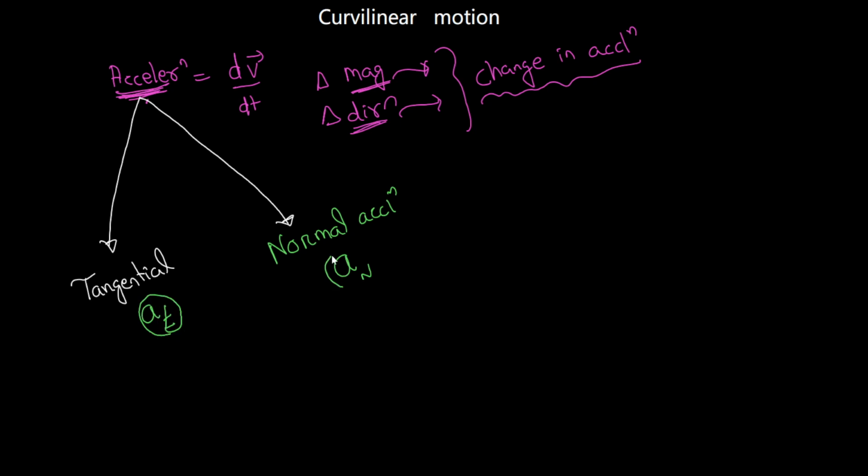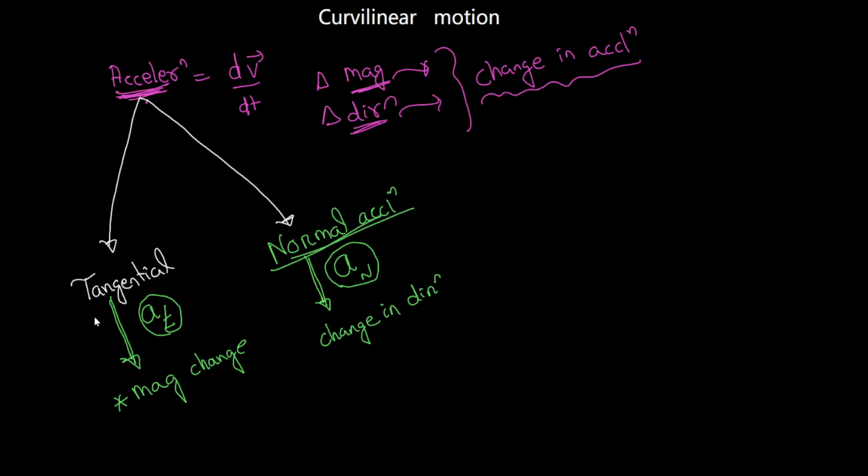There are two types of acceleration. The tangential acceleration is responsible for changes in the magnitude of the velocity. Whenever there is a change in magnitude, there will be a change in tangential acceleration. Whenever there is a change in direction, there will be a change in normal acceleration. So the acceleration is nothing but the summation of tangential acceleration and normal acceleration.